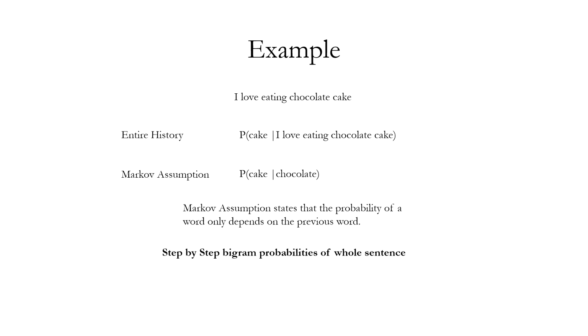Here's a step-by-step bigram probability of the whole sentence. So this is not replacing the entire history, but going step by step. I think it's a good practice to decompose it and look at it piece by piece. So the probability of I love eating chocolate cake would be the probability of I, the unigram, times the probability of love given I, the probability of eating given love, the probability of chocolate given eating, and then the probability of cake given chocolate.